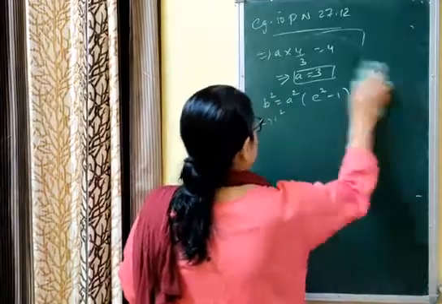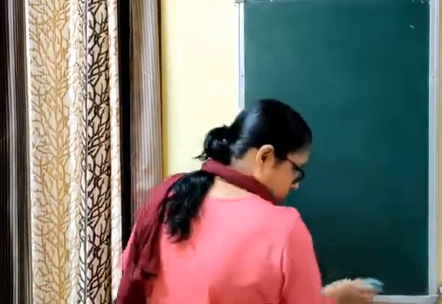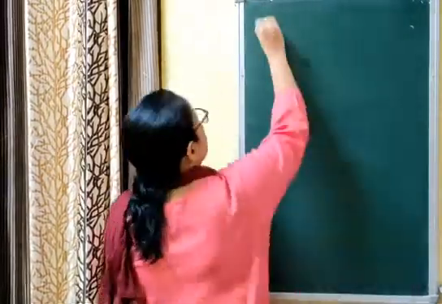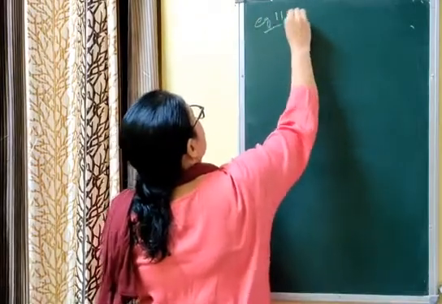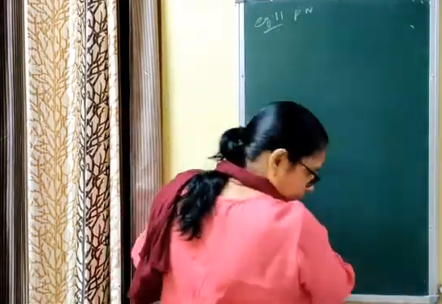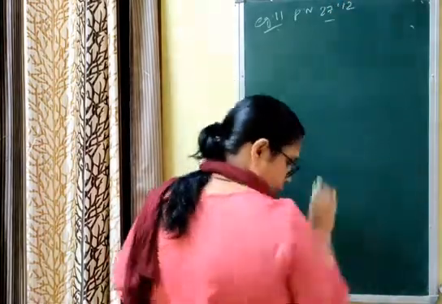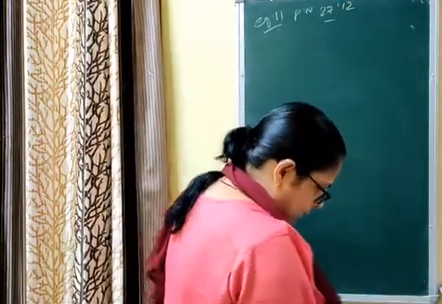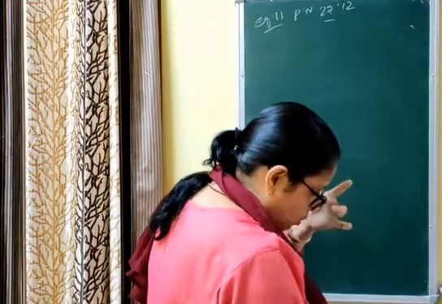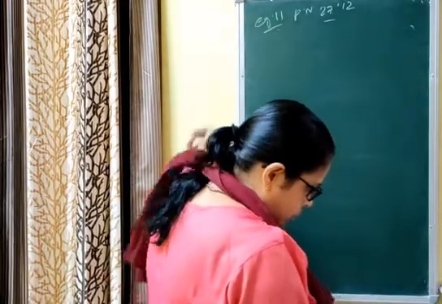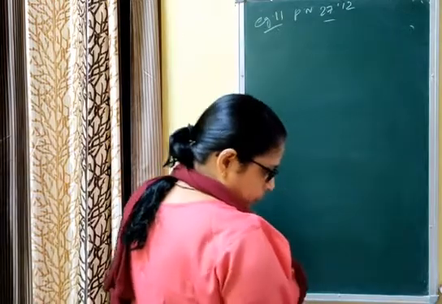Now, the next question is the last question of the topic, hyperbola. This question you may expect for 1 mark. Example 11 of the same page number 27.12. I am reading the question. If E and E dash are the eccentricities of the hyperbola and its conjugate, prove that 1 by E square plus 1 by E dash square equal to 1.